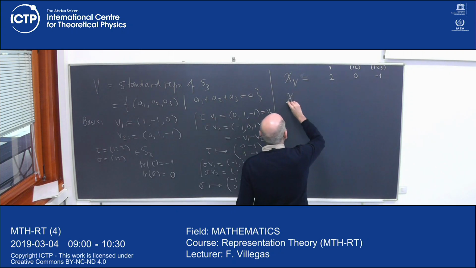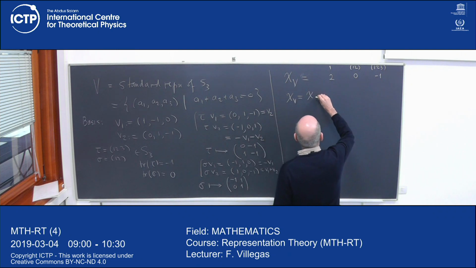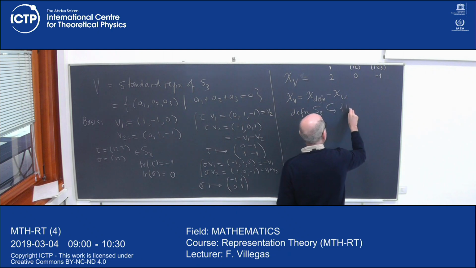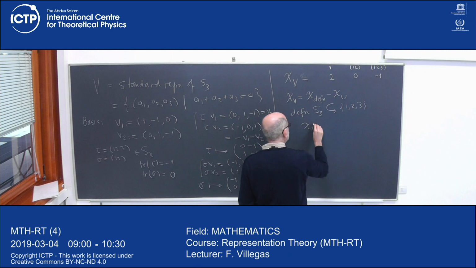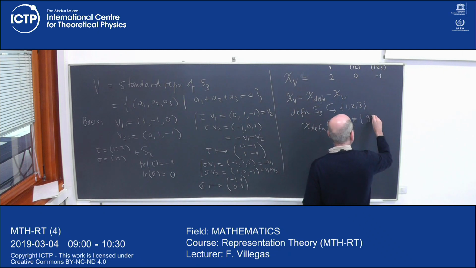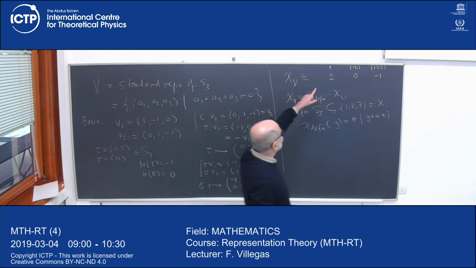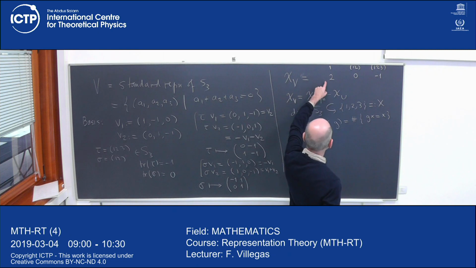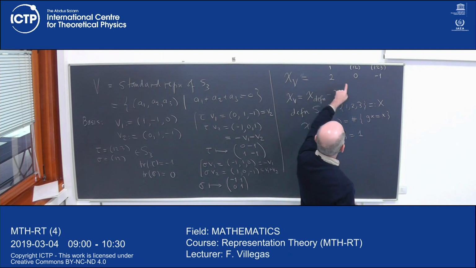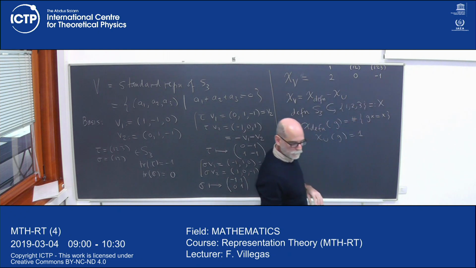Recall that chi of V is chi of the defining representation minus the trivial. The defining representation is S3 acting on 1, 2, 3, and the character of the defining representation on some g is the number of fixed points, because it's a permutation representation. So the identity fixes 3 things in the set 1, 2, 3, so 3 minus 1 is 2. The character of the trivial representation is always equal to 1 for all g. This fixes the element 3, so one element: 1 minus 1 is 0. This fixes no element, so 0 minus 1 is minus 1.